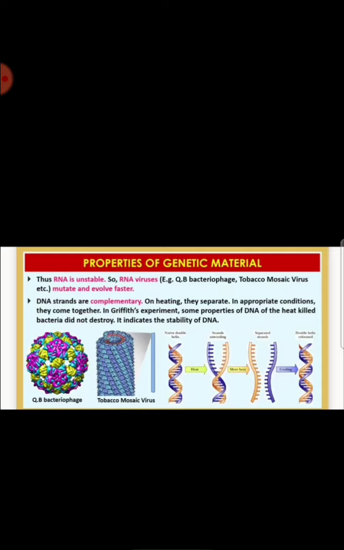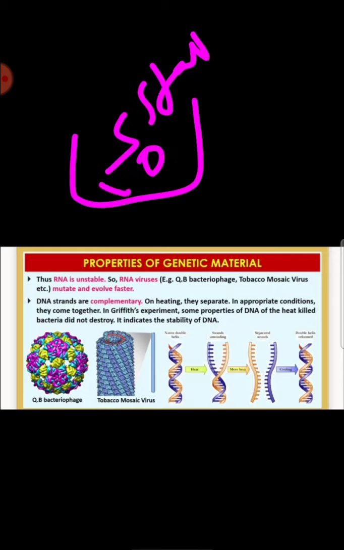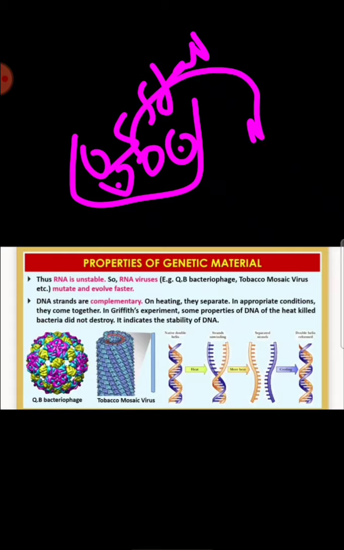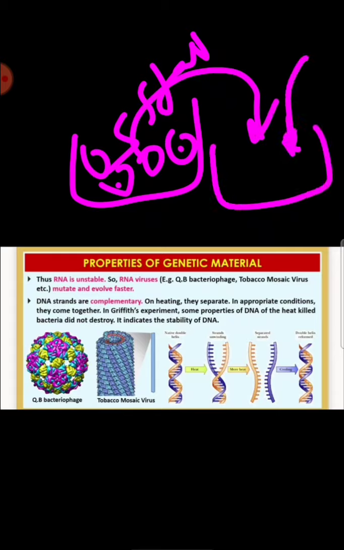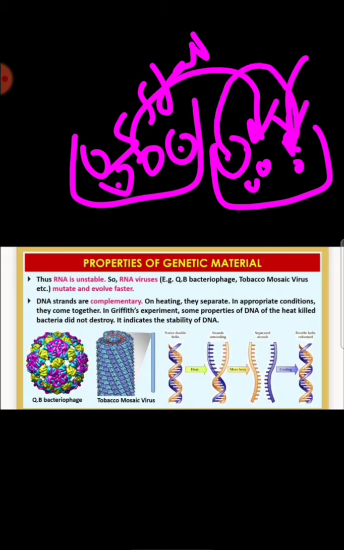So in Griffith's experiment, some properties of DNA of the heat-killed bacteria were not destroyed, so it indicates the stability of the DNA. So you can see in the Griffith experiment we saw that heat-killed S strain, so those bacterial cells he heat-killed and mixed with the R strain. Okay, but still the DNA was not destroyed from the S strain, it still got transferred into the R strain. So it shows its stability, right?